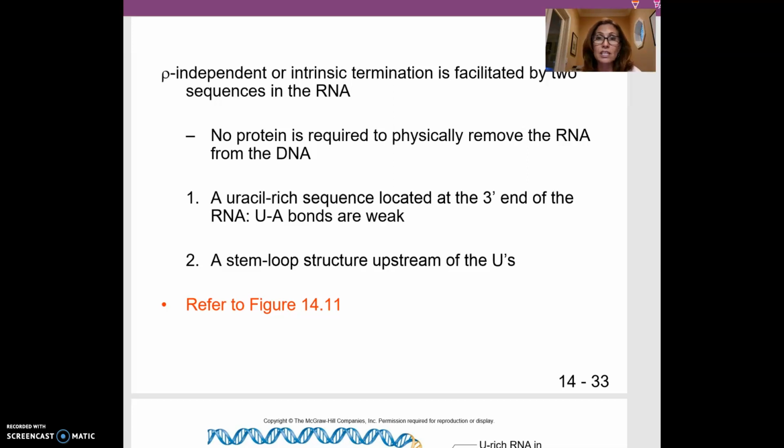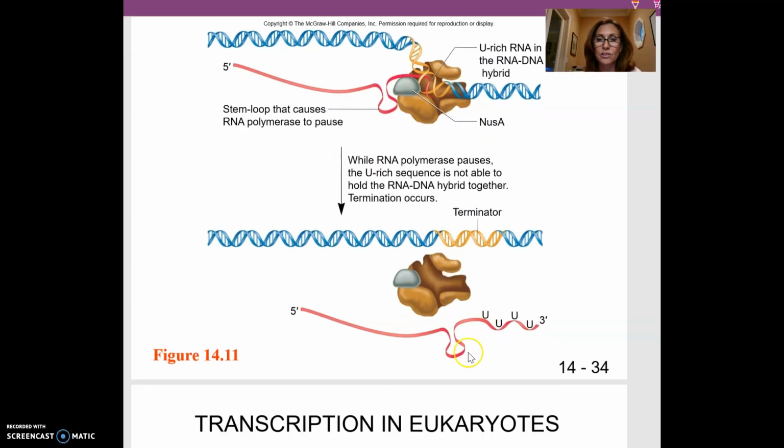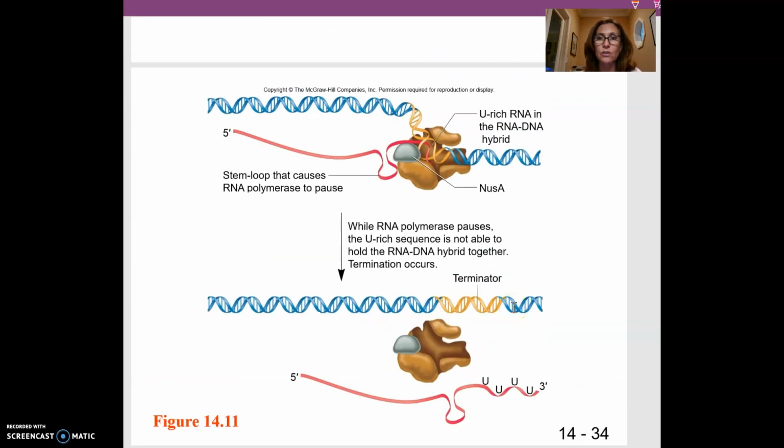Okay, that was rho-dependent termination. Let's now move on to rho-independent termination. Basically, there's no rho protein here. What ends up happening is the gene sequence itself actually has a region with lots and lots of uracils. Instead of a poly A, you have a poly U sequence. And so that's what this picture is showing you here.